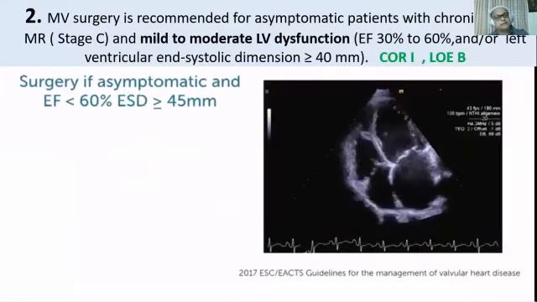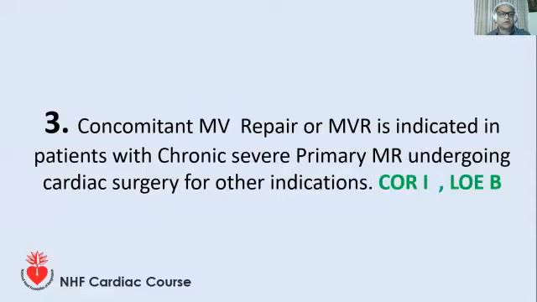Next one is the same, that is the class one recommendation, for severe mitral regurgitation with mild to moderate LV dysfunction, that is 35 to 60, and LV end systolic diameter 40. It is the same, in a simple way we can say an asymptomatic patient with ejection fraction less than 60 and end systolic diameter of 40 to 45. Surgery is the best option in this case. It is the same as we mentioned earlier.